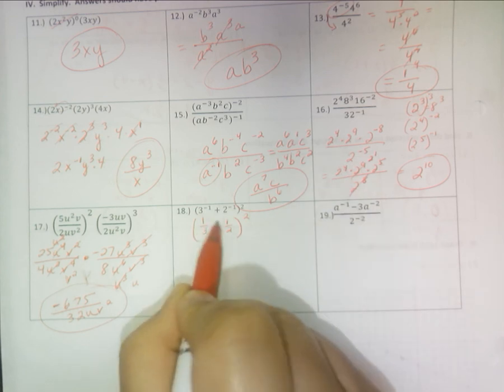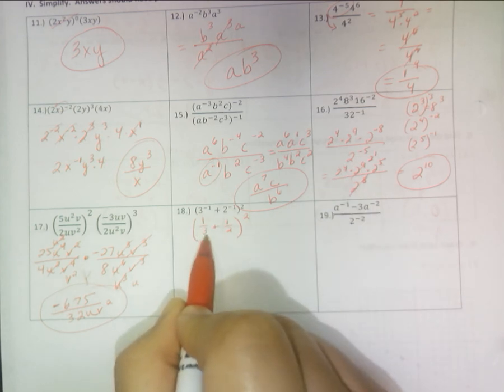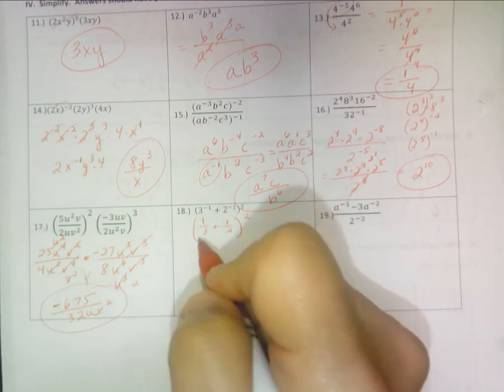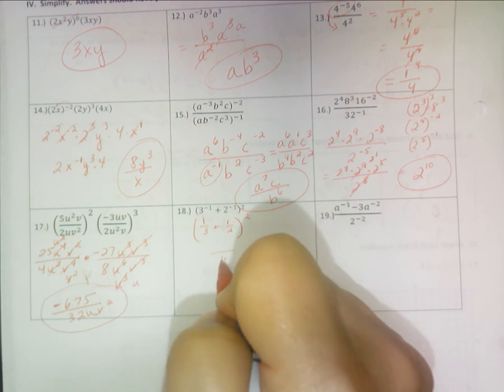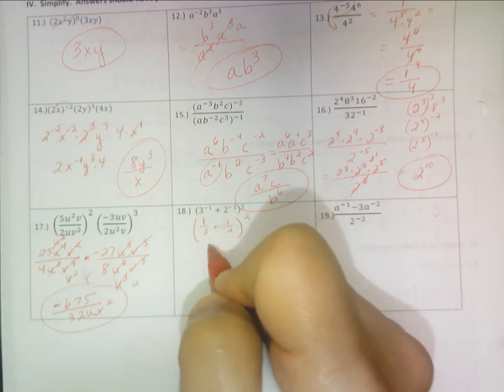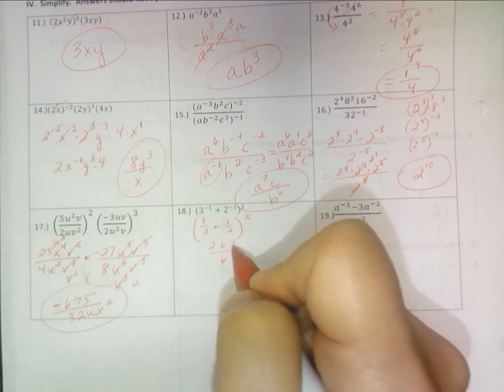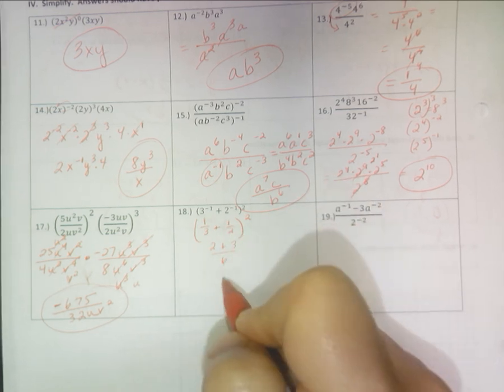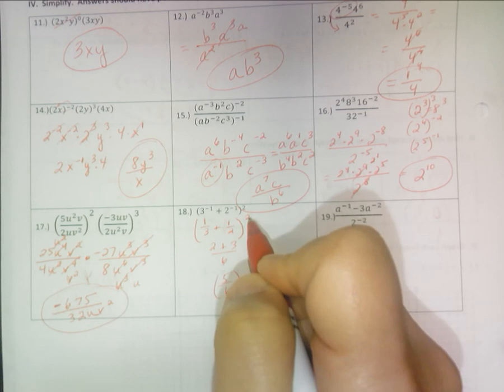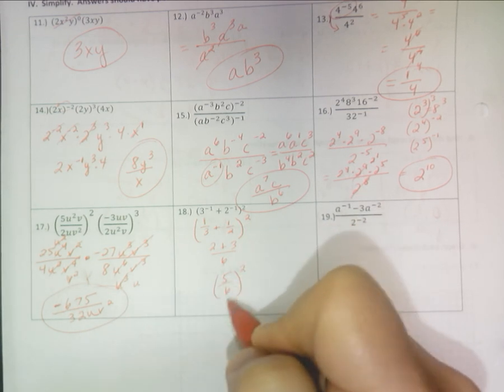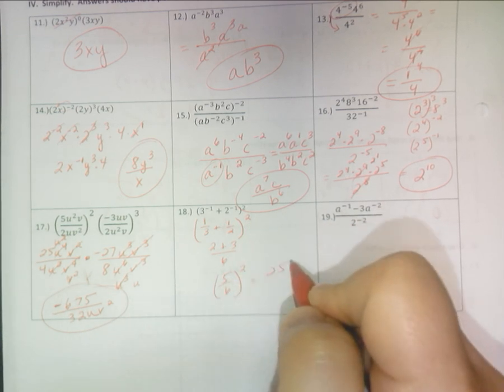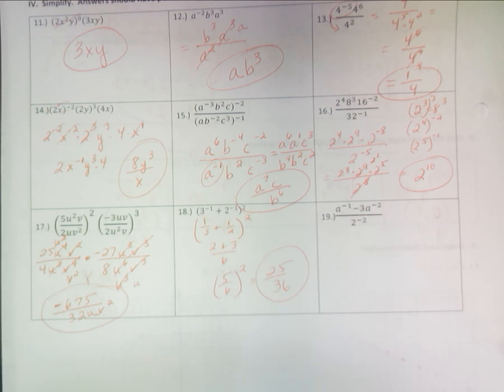And now you're going to add them just like you would fractions. 1/3 and 1/2, well, they have a common denominator of 6. So that would be 2/6, which is 1/3, plus 3/6, which is 1/2. So that makes 5/6, but you are squaring that. So now you do that power at the end. So the final answer is 25/36.